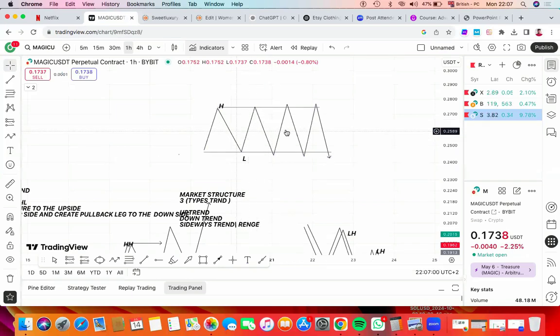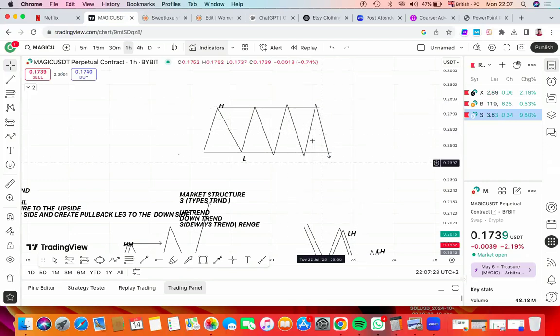Another characteristic of a ranging market is that there are equal highs and equal lows, and the structure is not broken. And for those of us who trade SMC, the smart money concept, we avoid the market when the market is ranging, right? When we have a ranging market, we stay out of it.